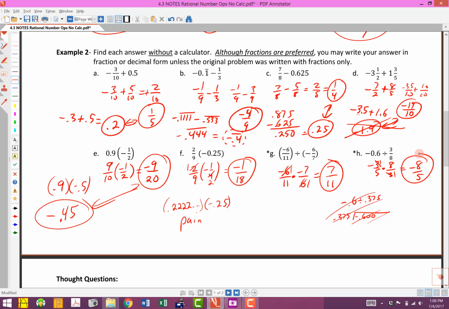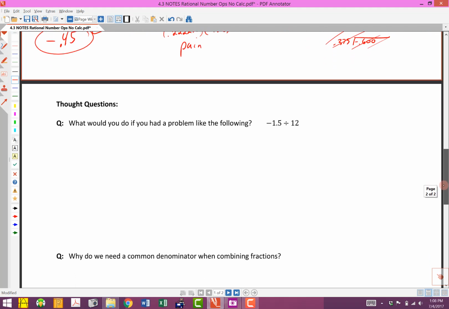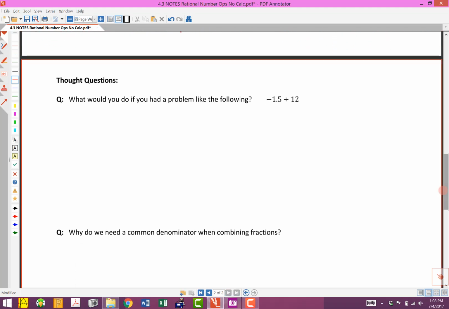So hopefully you can see, as we've gone through and done these, especially when we're multiplying and dividing, it's way easier to work with these in fraction form than it is to work with them in decimal form. So if you flip the page over, these are not things that we have to do, but these are a couple things that would be good if you kept track of. Good thought questions to make you think about, well, how do these work?